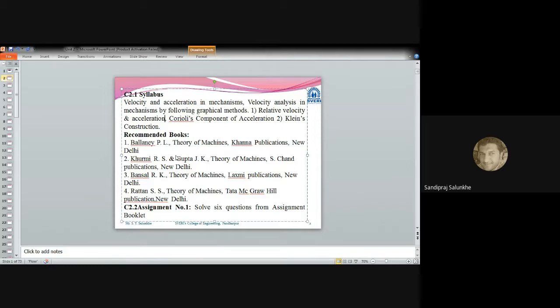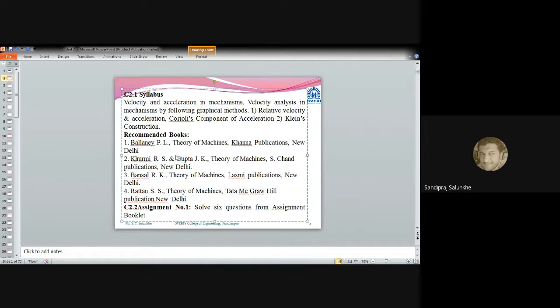And with these graphical methods, we can find the velocities of different points which are in the links, or interested points in the mechanism, and we can calculate its velocity as well as acceleration. So the relative velocity and acceleration method is added by the Coriolis component of acceleration. This is one different concept. We'll see what the Coriolis component is and how we can calculate it in the given mechanism. And the second one is Klein's construction.